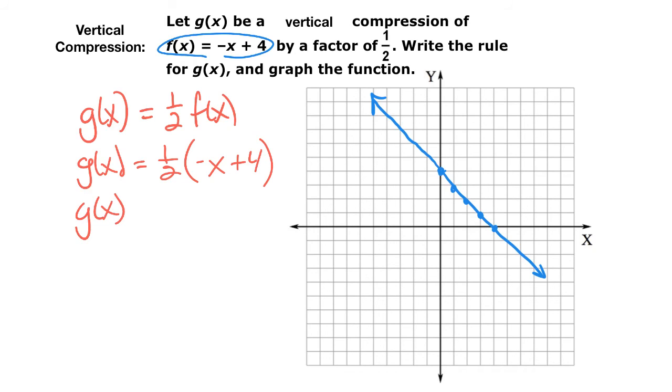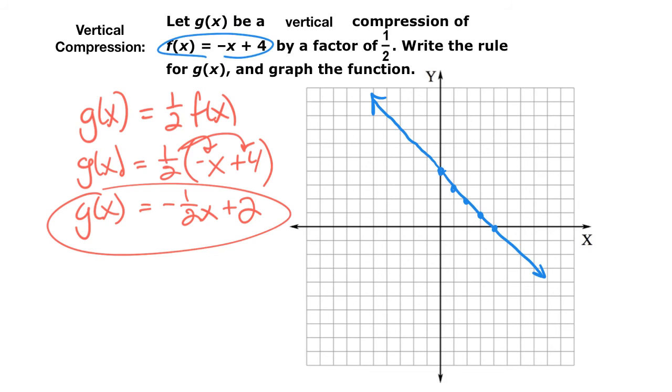And I simplify algebraically my distributive property. Right here, right there. And there's my new rule, negative 1/2 x plus 2. So now I can graph that and see if it does look like a vertical compression of 1/2. Once I graph it, it does look like a vertical compression of 1/2. Notice that this intercept stayed the same and that my y values are now 1/2 the distance away from the x-axis as they originally were.